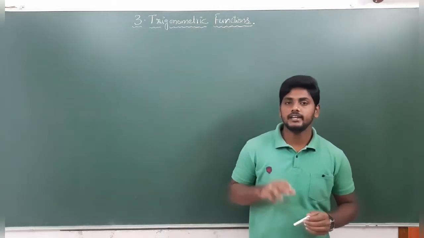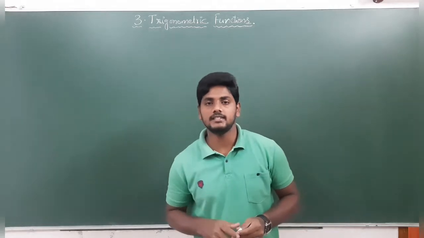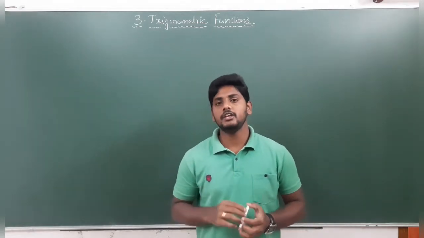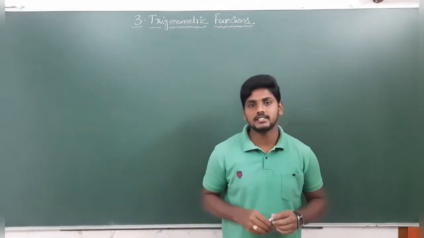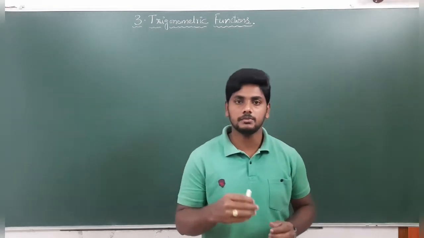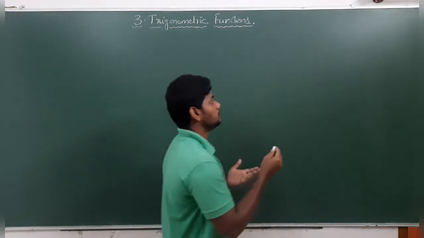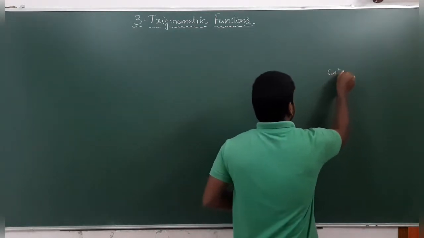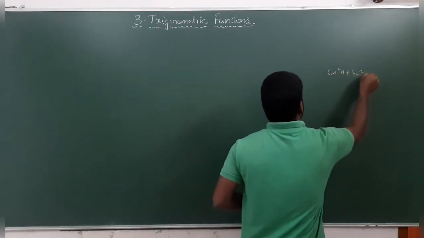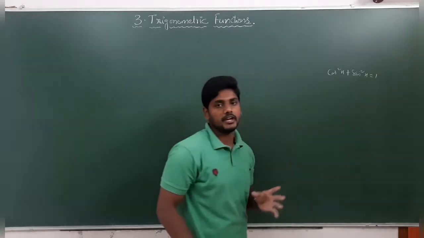Today we will discuss the introduction part of exercise 3.2, which is a very important basic concept for understanding further concepts very easily. So in this lecture we will discuss the proof of cos square x plus sin square x is equal to 1, which we will consider as trigonometric identities.